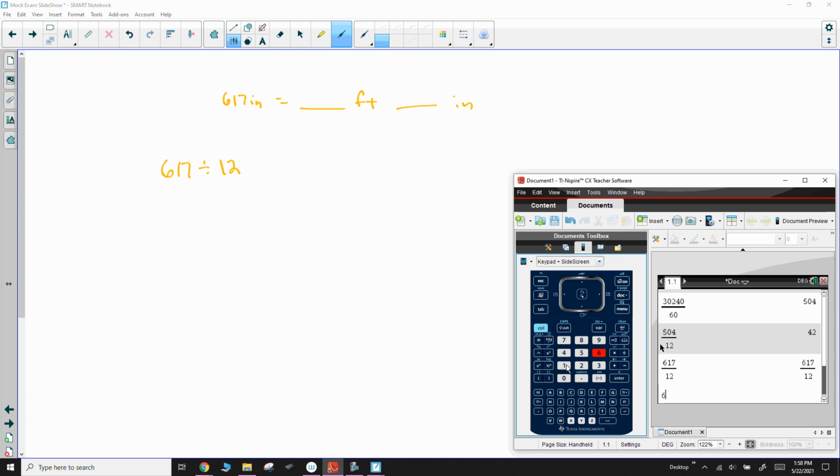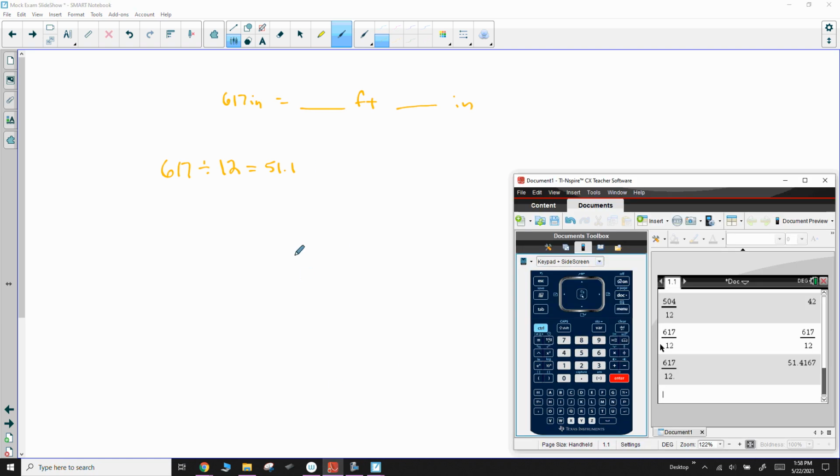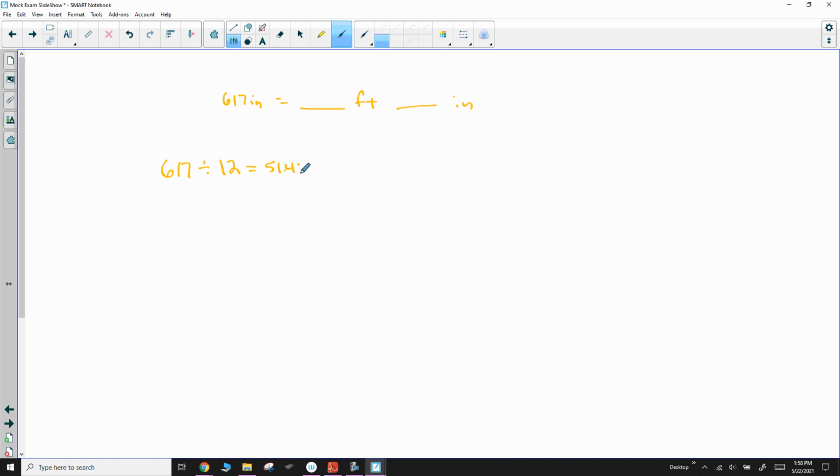So in this case we would do 617 divided by 12, and there's two ways that you can get to a decimal on this calculator. If you hit the decimal and then hit enter, that's going to give you a decimal answer. So we're going to have 51.4167. Well, this means that this right here is the number of feet. So this is 51 feet.